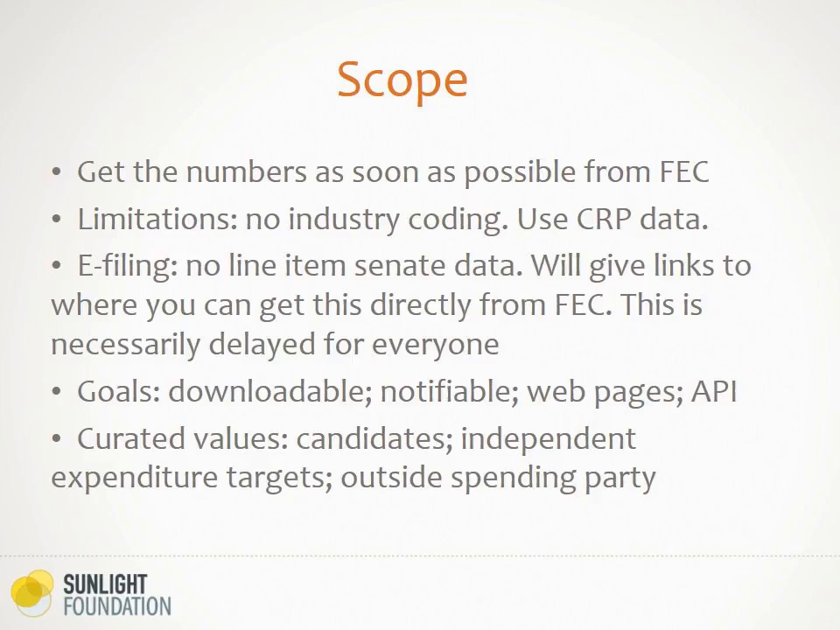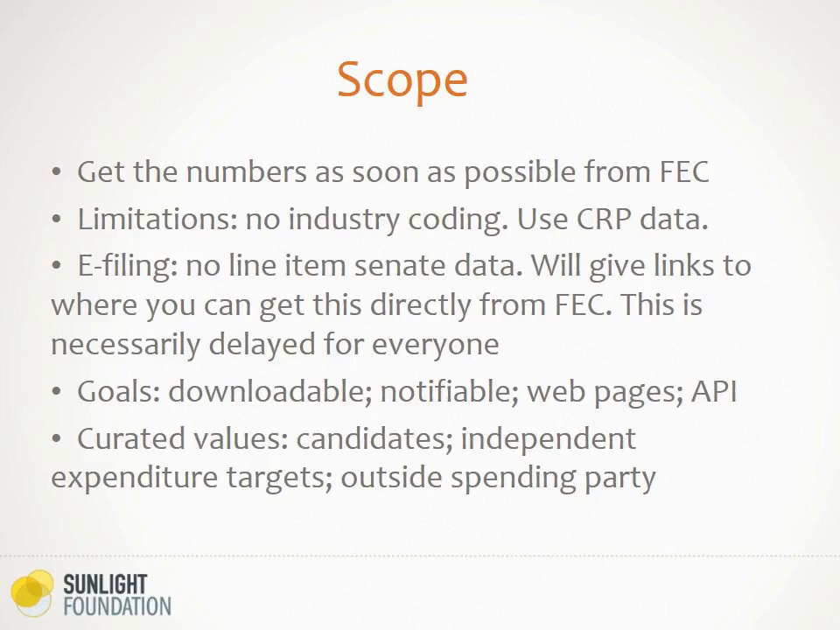In general, the goals are to make this data available as fast as possible, but also make it downloadable, to set up an alerting system so that you're notified when something happens, to set up web pages, obviously, that sort of put the numbers in better context, and finally to provide an API, which is a way for computers to talk to our servers without the pesky humans getting involved.